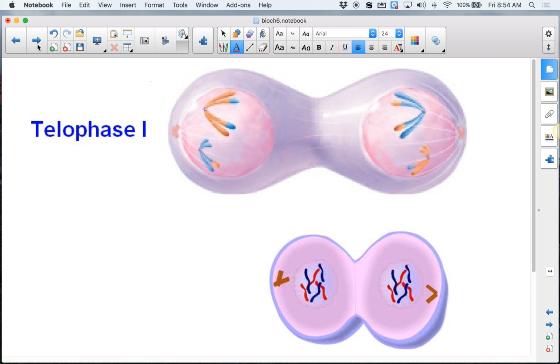Okay, again, here's a distinction. In telophase 1, we see these things are still homologous chromosomes. Here it's just the sister chromatids. So we should be able to tell the differences between those.